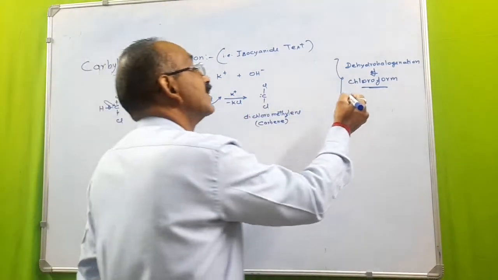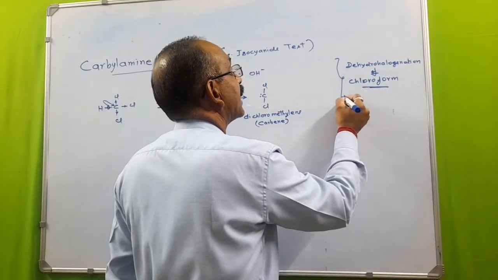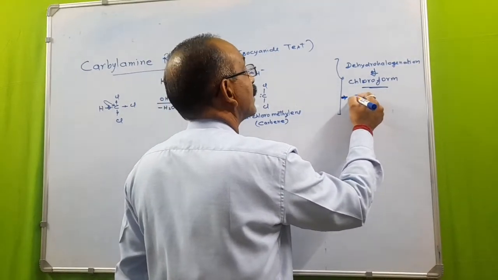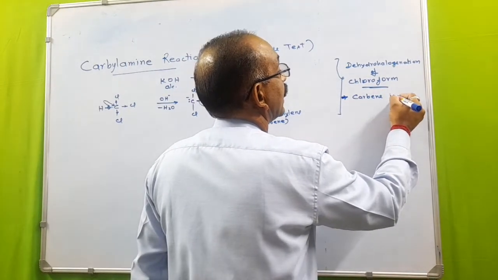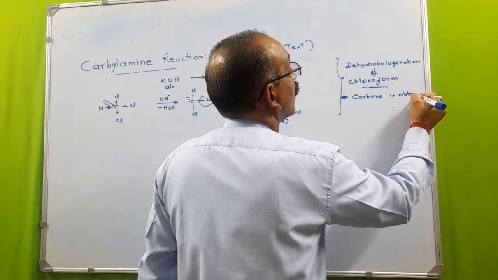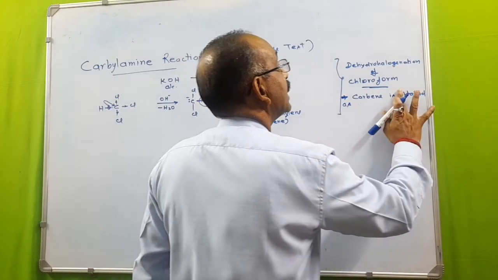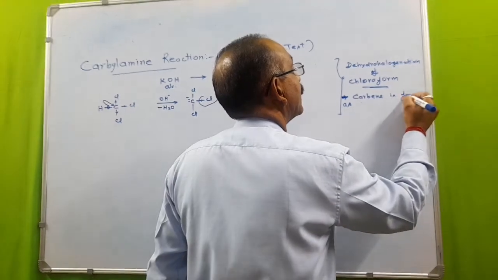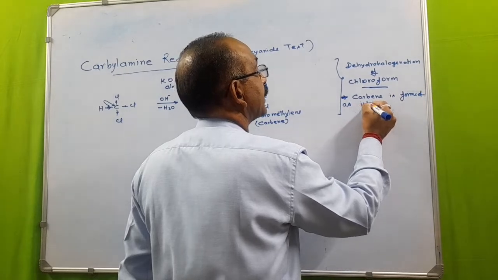So remember here in the carbylamine reaction, carbene is formed as intermediate.